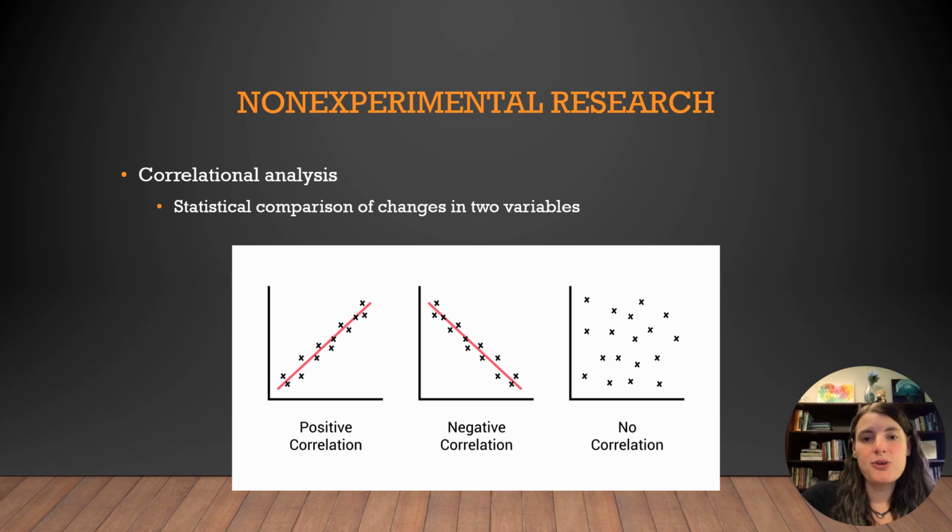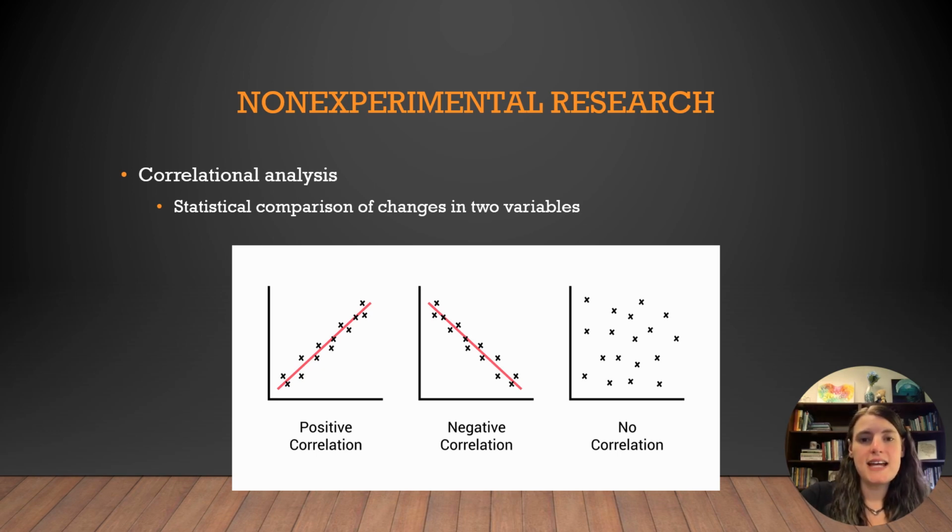When there's a positive correlation between A and B, it means that as variable A gets bigger, so does variable B. A negative correlation means that as variable A gets bigger, variable B gets smaller. And no correlation means there's no relationship. Variable A and B values occur independent of one another.